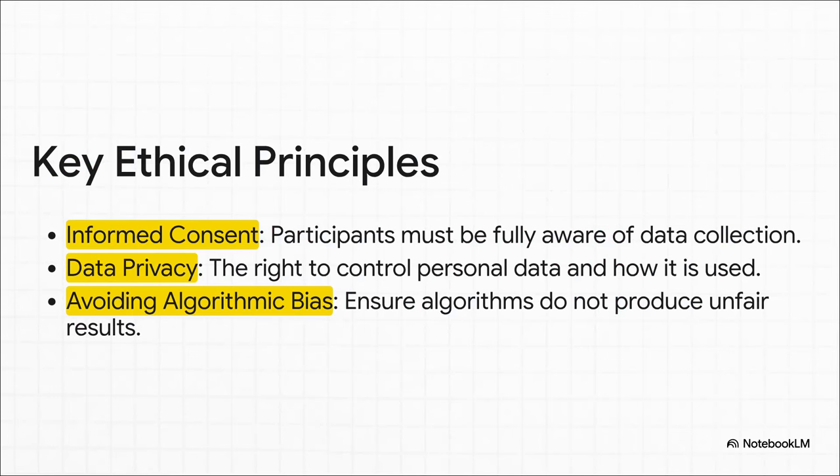And beyond just being accurate, research has a moral compass. Researchers must get informed consent, which means people know exactly what they're signing up for. They have to protect their participants' privacy by keeping data secure and anonymous. And they've got to make sure their methods are fair to everyone involved. And look, these aren't just suggestions. They are fundamental rules of the game.